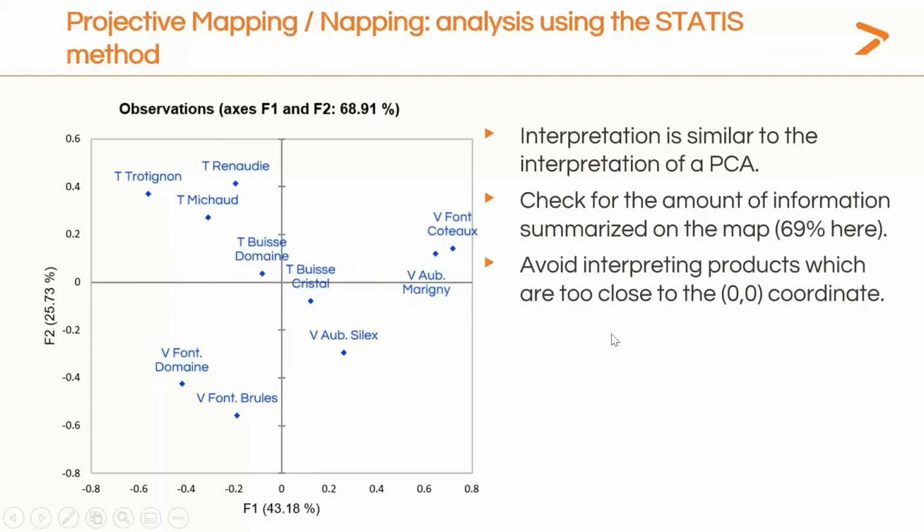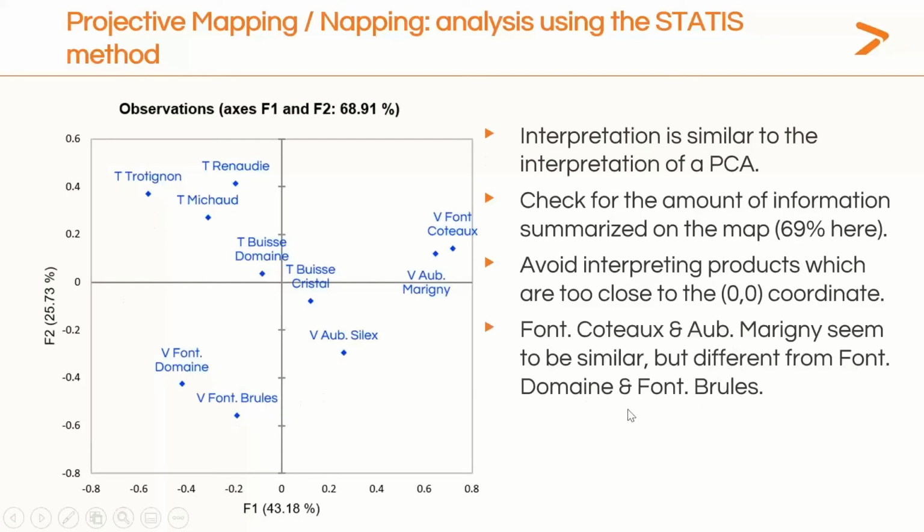And you need to be very careful to only interpret the products which are far away from the 0, 0 coordinate here, from the central coordinate. So the products which are too close to the center do not really have a characteristic profile, at least on this map here. So what can we say here? We see that we have three different clusters of similar wines. For instance, we have these two, we have these three, and we have these two. So we have three specific groups of similar wines. We have one which is a bit atypical here, and two which we cannot really characterize.